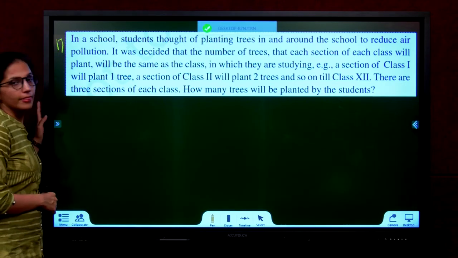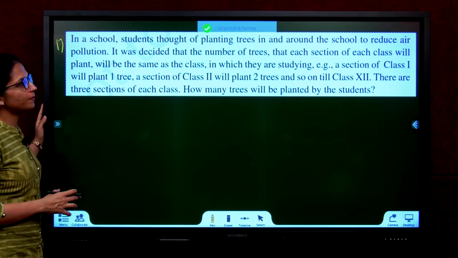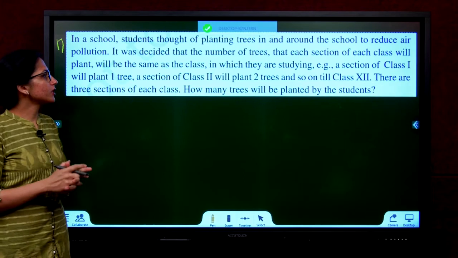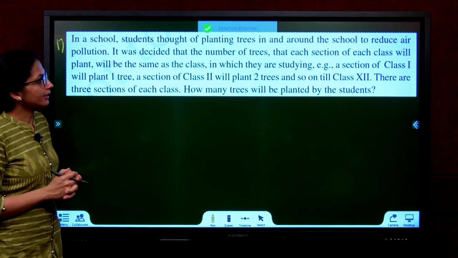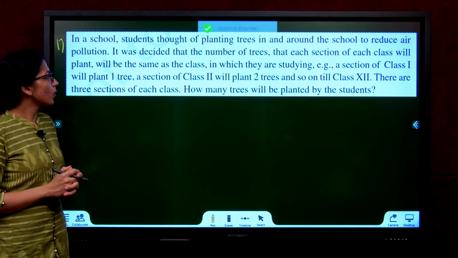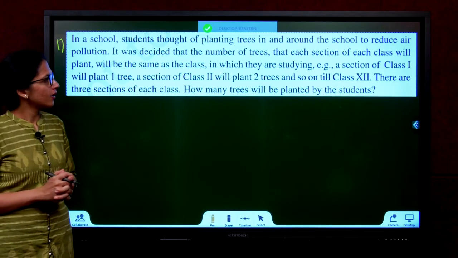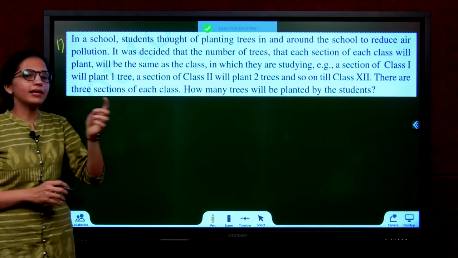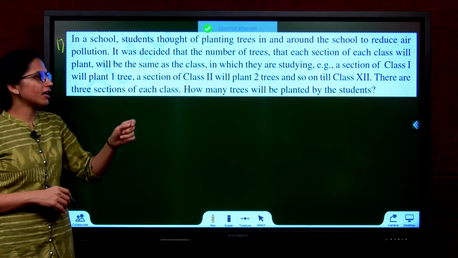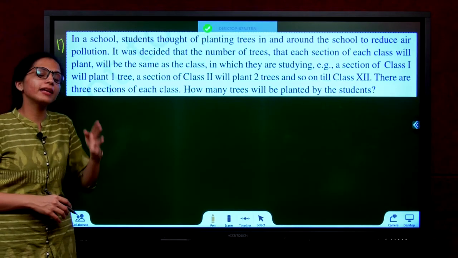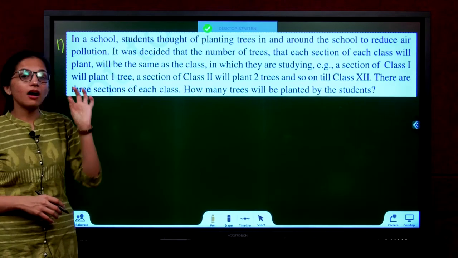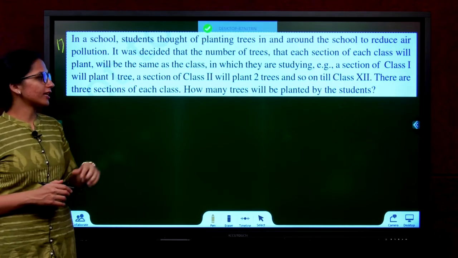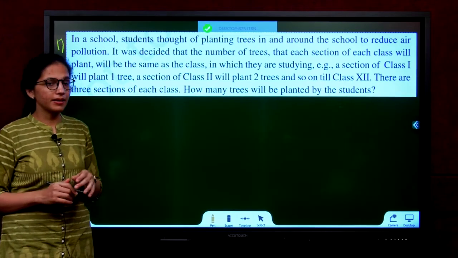Question 17. In a school, students thought of planting trees in and around the school to reduce air pollution. It was decided that the number of trees that each section of a class will plant will be the same as the class. What does that mean? For example, a section of class 1 will plant 1 tree, a section of class 2 will plant 2 trees, a section of class 3, 3 trees. There are 12 classes, up to class 12. There are 3 sections of each class. How many trees will be planted by the students?